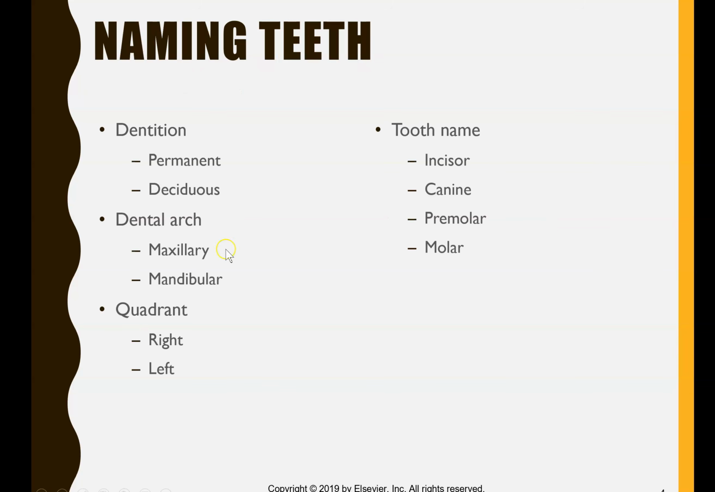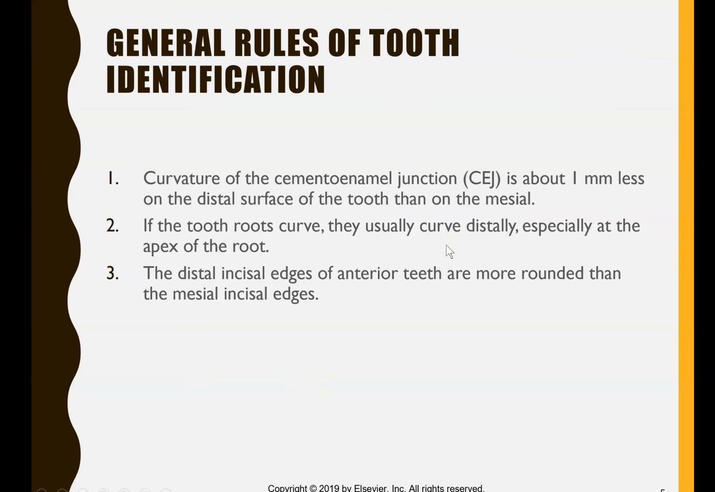Now, you all know how to name teeth. We have permanent teeth and deciduous teeth, the maxillary arch and the mandibular arch, and the right side and the left side. One of the things we're going to look at today is how you distinguish a right incisor from a left incisor, a right canine from a left canine, and so on with the premolar and molar.